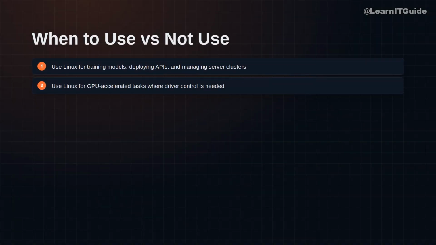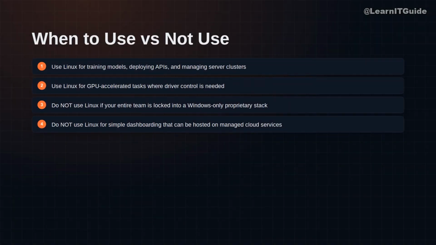So when should you use these Linux skills? Use Linux for your core model training, deploying your APIs, and managing server clusters. It is the only place you will get the granular hardware control you need for GPU acceleration.